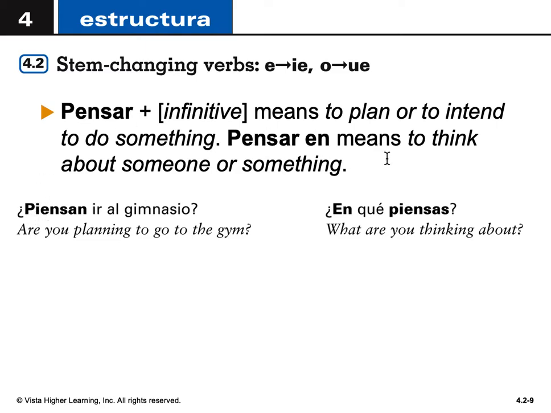Pensar en means to think about someone or something. So en qué piensas? What are you thinking about? So just a little stipulation, little thing to add on to the rules that you're learning with these stem changing verbs. And that is the end of Estructura 4.2.